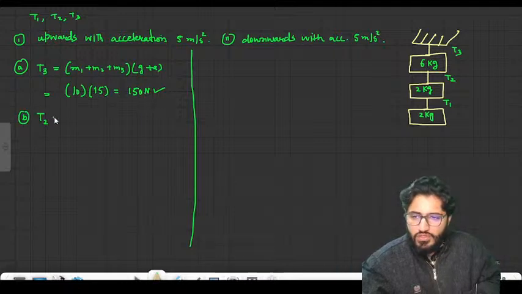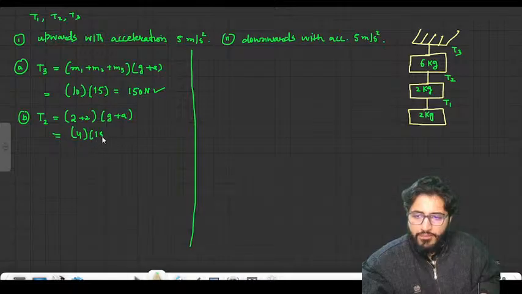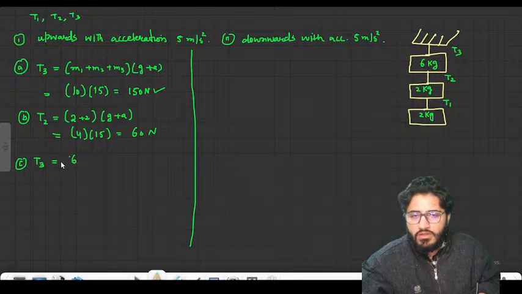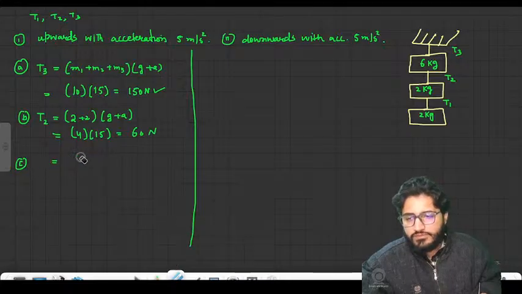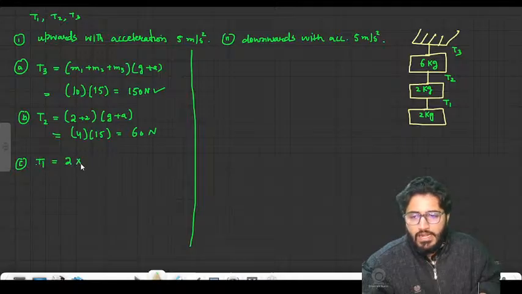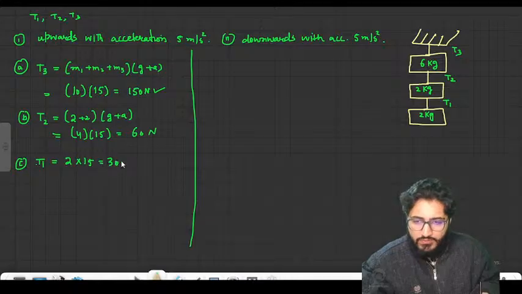T2 will be 2 plus 2 and g plus a. This will be 4 kg and 15. It will be 60 Newton. Then T1. T1 is 2 multiplied by 15, that is 30 Newton.